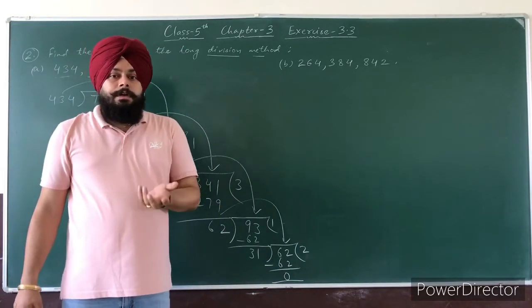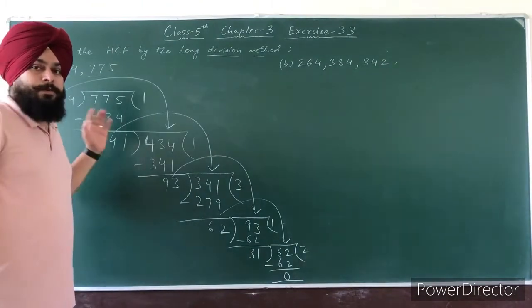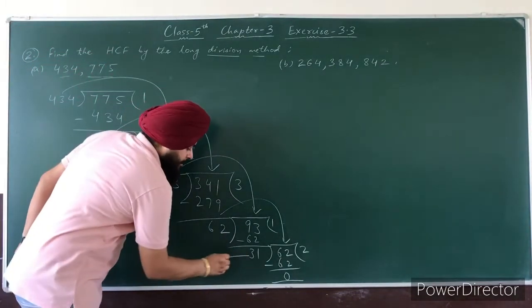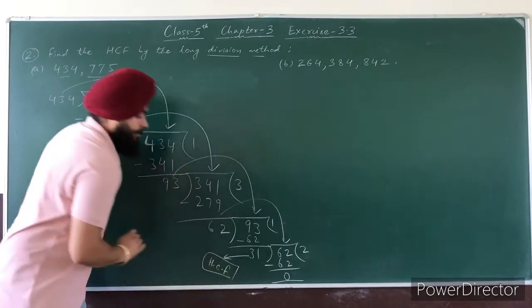Now what is your HCF? The HCF is our last divisor in this process. The last divisor is 31. So this is your HCF.